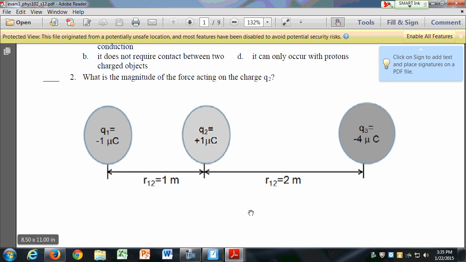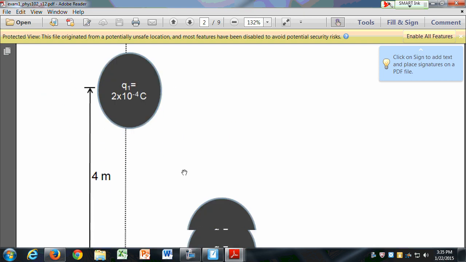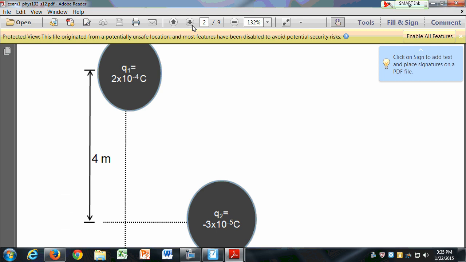Okay, there's a problem like I was telling you about where you have three charges and you have to find the net force on one of them. We did one similar to that. Okay, here's a good one. This one is simpler than the one that we did.